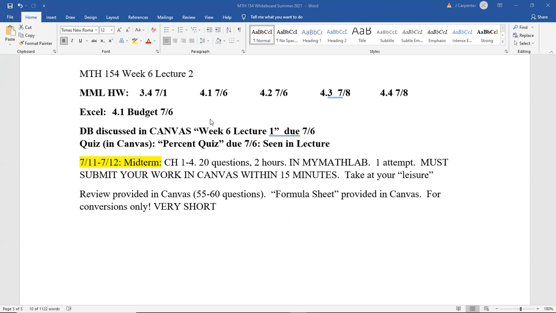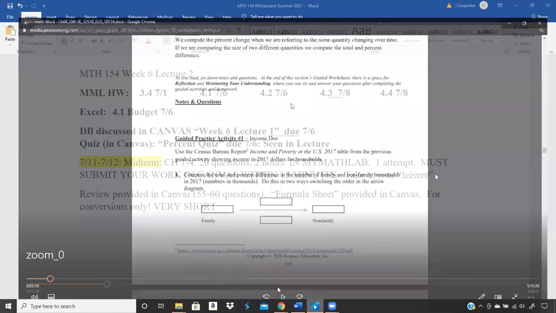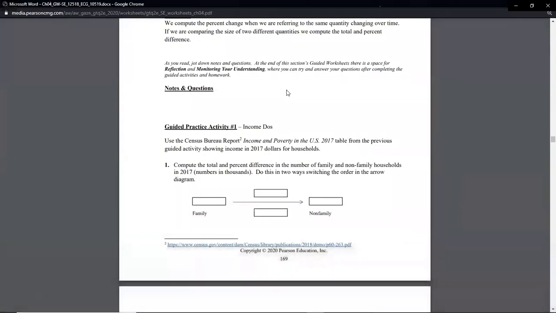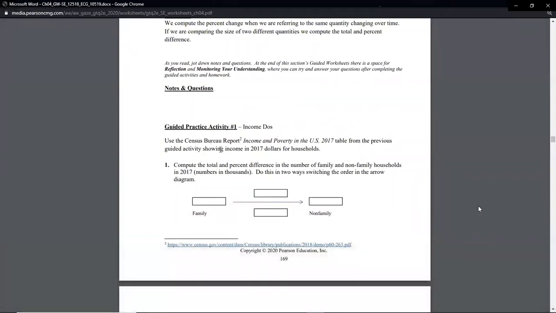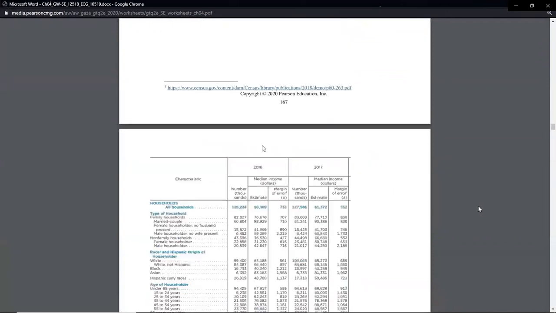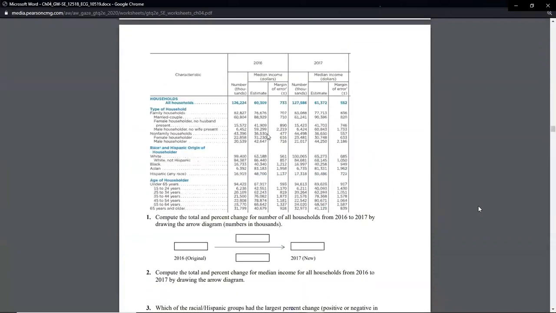But besides that, we're going to pick up where we left off with that guided activity, talking about the income do's and don'ts. So let's get into that. Income do's and don'ts. Use the Census Bureau report Income and Poverty from the previous guided activity, showing income in 2017 dollars for households. So again, we're going to use this table again, so I'm going to have to come back to this. It's kind of tedious, I know, but we'll deal with it.